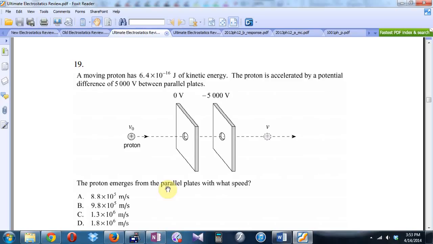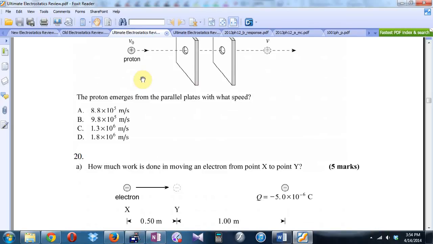I like number 19. Number 19 is a nice question. A little bit trickier because it's coming with an initial velocity. To make it a bit tougher, they didn't tell you the initial velocity. They told you its initial kinetic energy. Wait a minute. Kinetic energy is a half m v squared. I know the kinetic energy. It's a proton, I know m. I can find what v initial is and then go through the voltage.